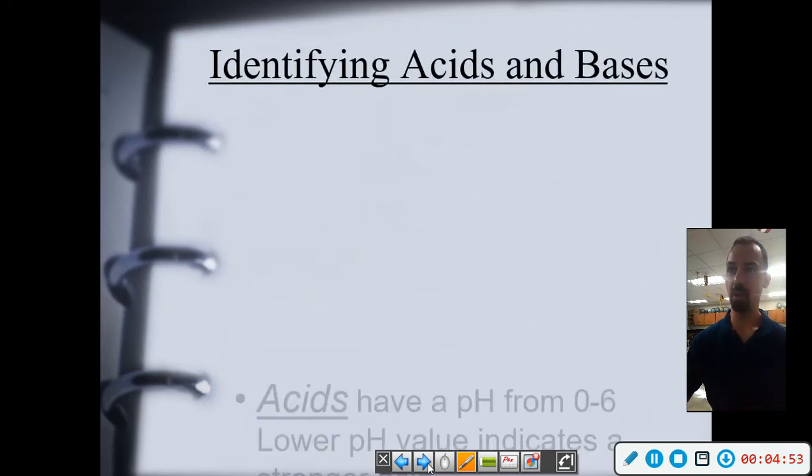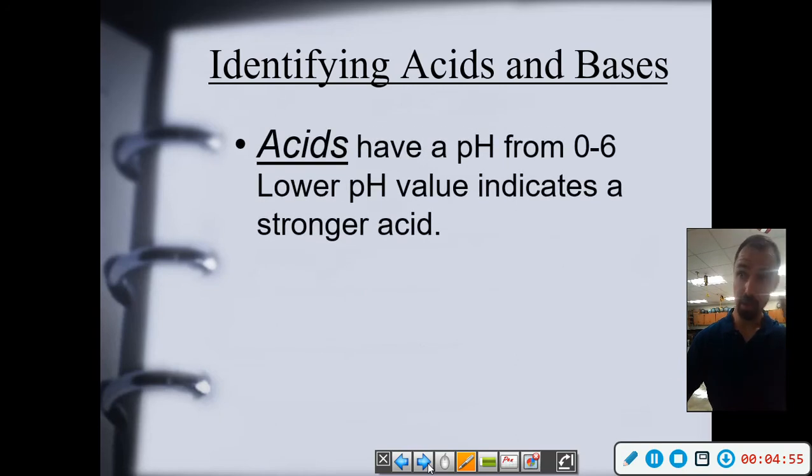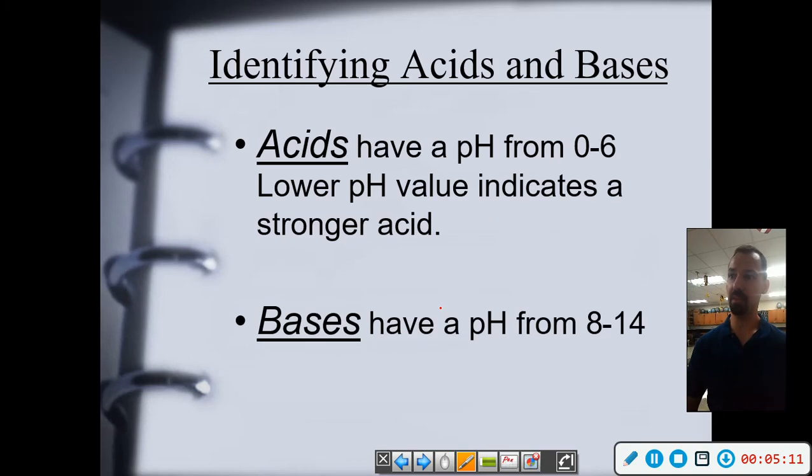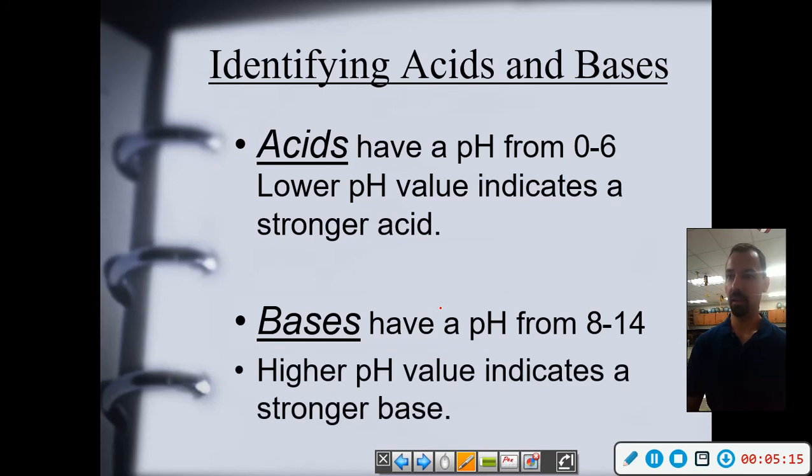Okay, so how do we identify them? So again, acids have a pH from 0 to 6. Lower pH indicates a stronger acid. So a little different than what you would think. A higher number is actually a weaker acid. Bases have a pH from 8 to 14. And higher pH value is a stronger base. So closer to 14 is a stronger base. A weaker base is going to be closer to the number 8.